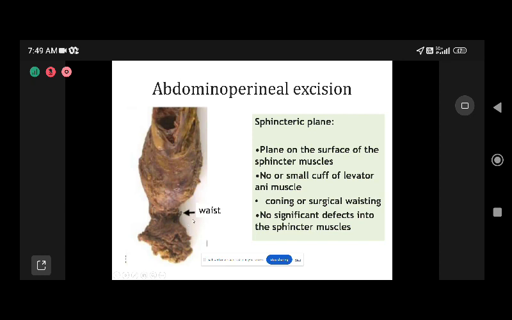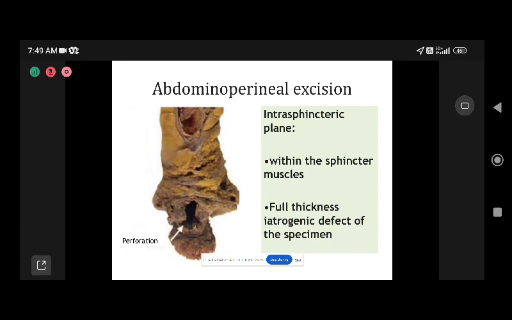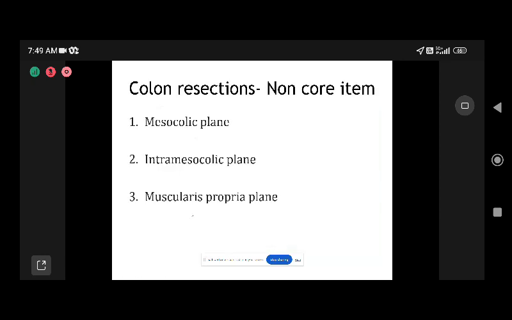Most of the specimens will be like this if it is not an extended resection, if the cuff of levator is not removed, then most of the time it will be a sphincteric plane. The plane on the surface of the sphincteric muscles is there. There is no cuff of the levator, and the specimen will have a waist, a surgical waist or coning, but you don't see significant defects into the sphincteric muscles. And intrasphincteric plane is when the plane of dissection has gone within the sphincteric muscles. There can be iatrogenic defects and perforation. So this is not what we want.